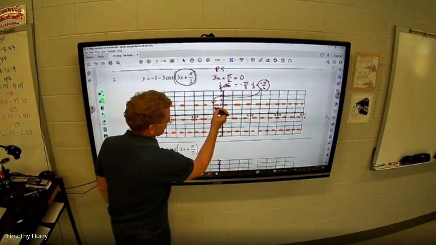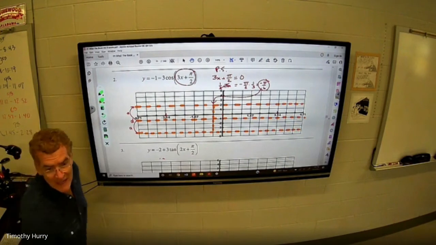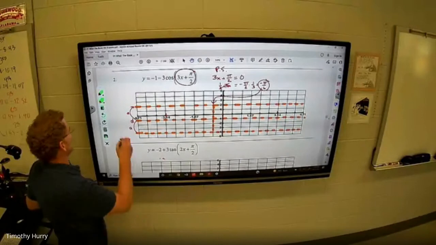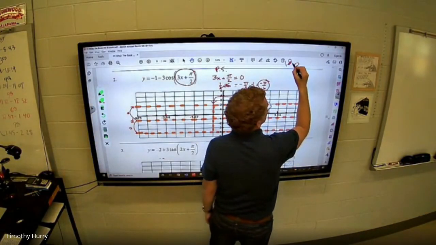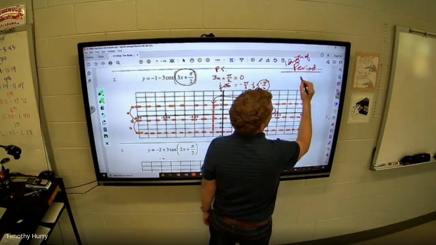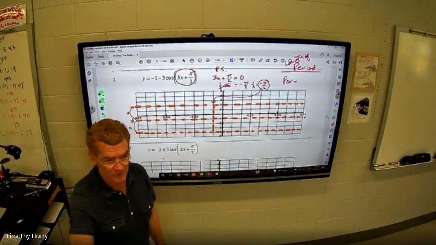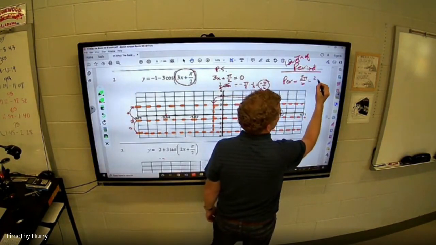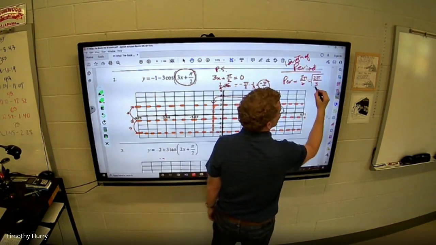So I mark that down. So all I got left is to figure out how long this period is, or how long this box is. So how do I work with period for sine and cosine? Remember, this is the length of a period, even though I only wrote the word period. How do I do that for period? 2 pi over the b value. So I take 2 pi, I divide it by b, which in this case is 3. So my period is that length, right?